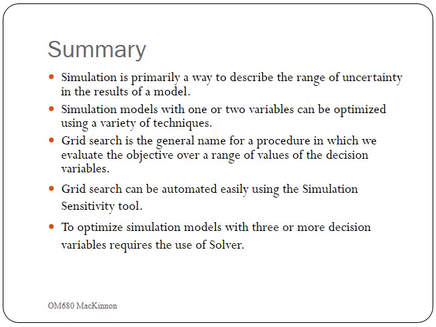As we saw from this chapter and the last one, simulation is used to evaluate a model when some of the parameters are uncertain. But we also, in some cases, want to optimize our outcome. With one or two variables, we can use something like grid search. We can automate the grid search using simulation tools. But for three or more decision variables, grid search, even with automation, is not going to be ideal. And so we can use Solver.